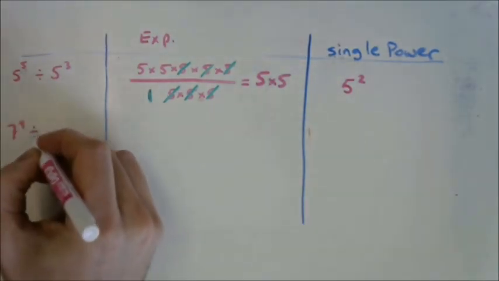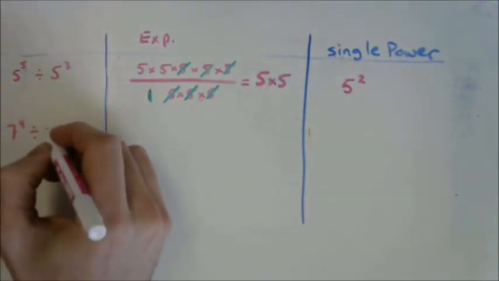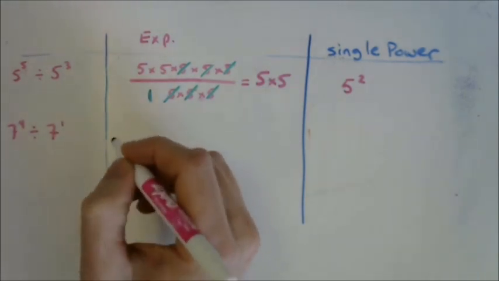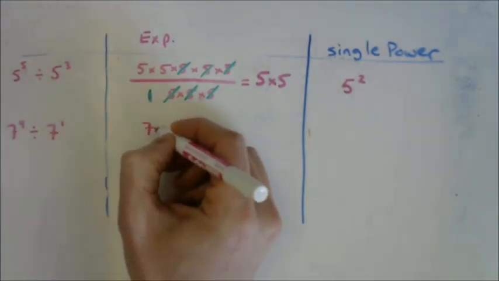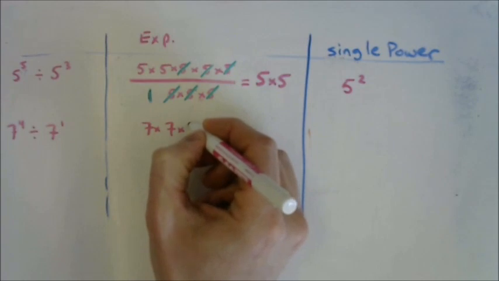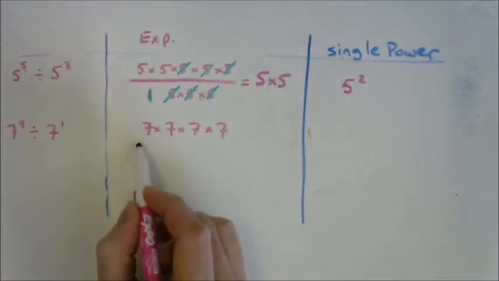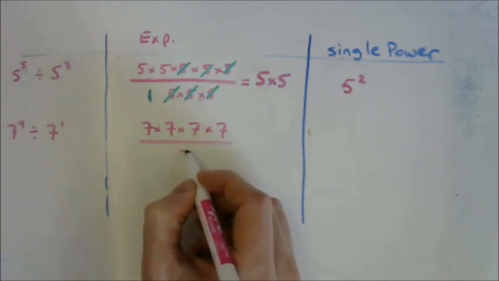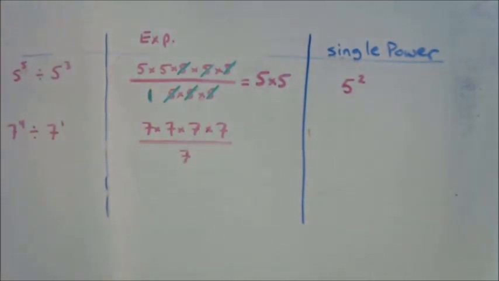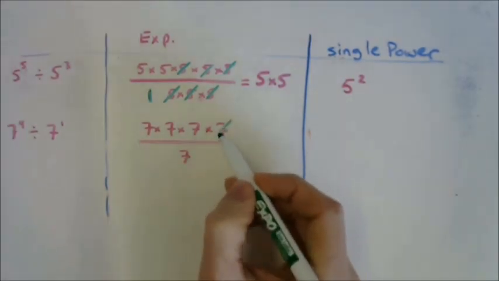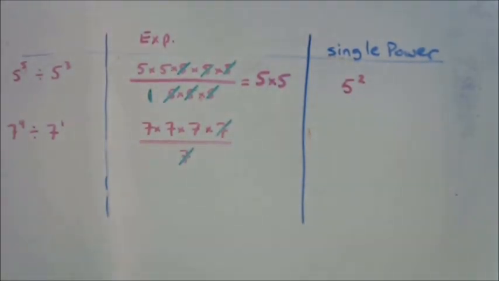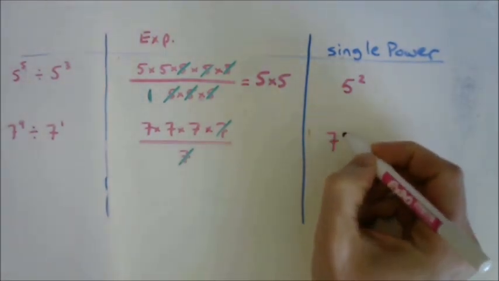Our second example: we have 7 to the power of 4 divided by 7 to the power of 1. So in our numerator, we're going to have 4 factors of 7, and in the denominator, we have 1 factor of 7. How many factors of 7 do we have left in the numerator? We have 7 to the power of 3.